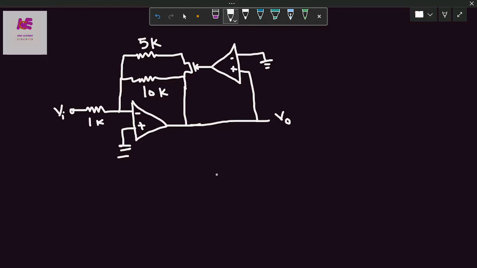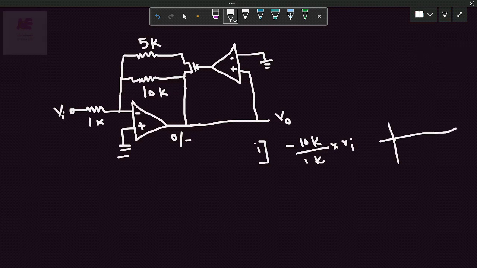Coming to the solution of this circuit, this is an inverting amplifier, meaning if the input is positive, the output will be negative. So initially the output will be 0 or negative. What happens at the comparator? The comparator output will be negative, and the MOSFET will be in the cutoff region, so the MOSFET will be off. So simply this amplifier acts as an inverting amplifier. In the first condition, the gain will be minus 10K divided by 1K, into the input voltage. So for the positive half cycle, the output will be like this, because of this negative sign; for the positive half cycle, the output will be negative.